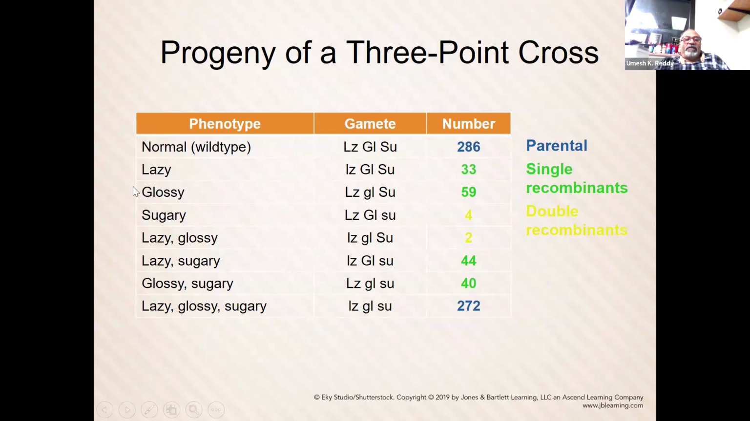What I'm trying to say here is, sugary has just 4 segregants, and lazy glassy are just 2 segregants. So one parent is lazy, glassy, sugary. If the sugary capital is here, this is not the story, because the middle one will be the one that has undergone double recombination. Because we know that the double recombinants are least in number. That can happen very rarely. These are all single recombinants.